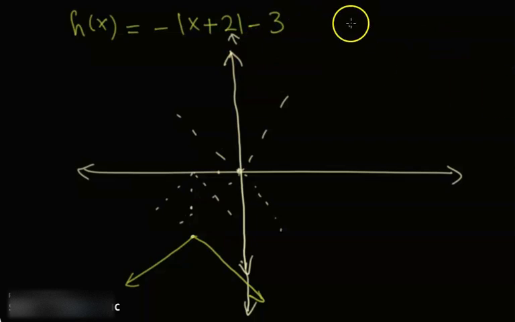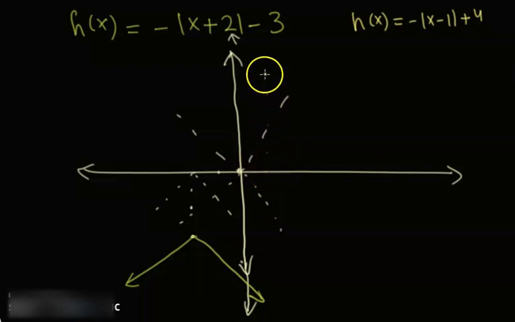Similarly, if you are asked to plot this h of x equals minus absolute of x minus 1 plus 4, first you will reflect the graph, like this, and then you will be moving it 1 unit to the right and then 4 units up, 1, 2, 3, 4. So this will be displayed like this.